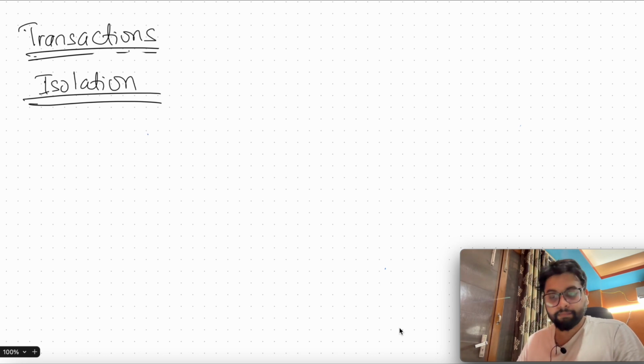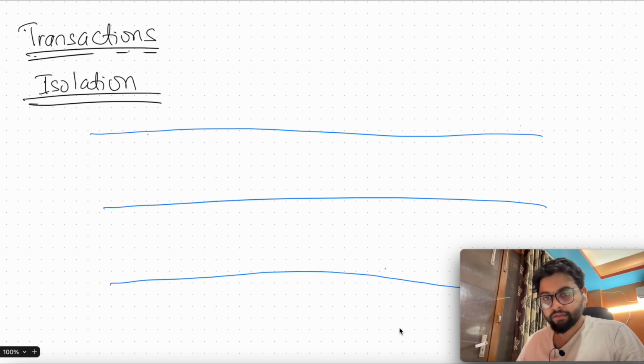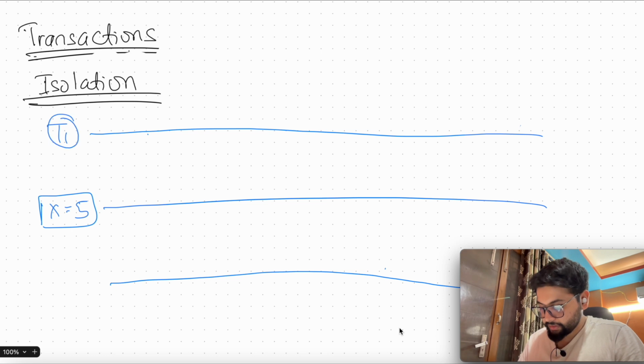Let's look at another example where these two transactions will maintain the isolation property. We'll do the same thing which we did earlier. In the same manner, we'll have two time series lines here and one data item x. Now the value of data item x is 5. We have transaction t1, we have transaction t2.